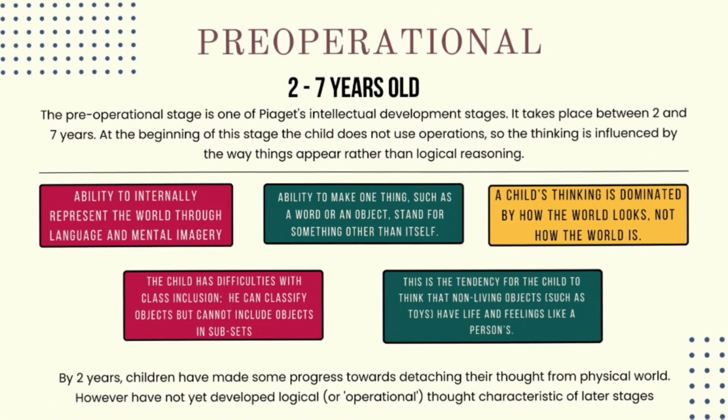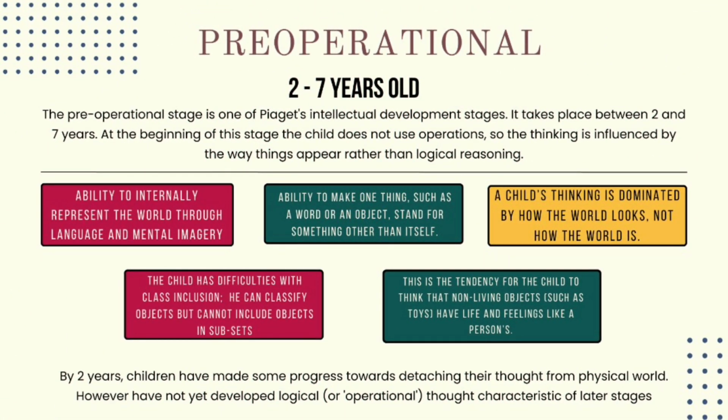Now we go to the next stage, which is pre-operational. The pre-operational stage is one of Piaget's intellectual development stages. It takes place between 2 and 7 years old. At the beginning of this stage, the child does not use operations, so the thinking is influenced by the way things appear rather than logical reasoning.